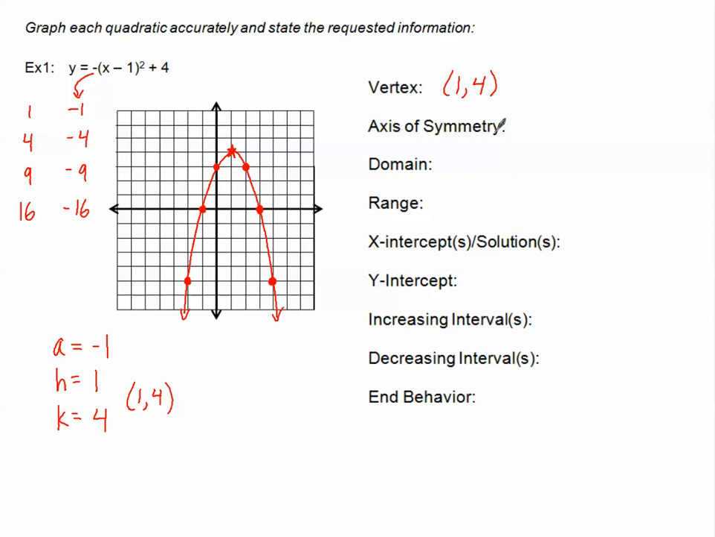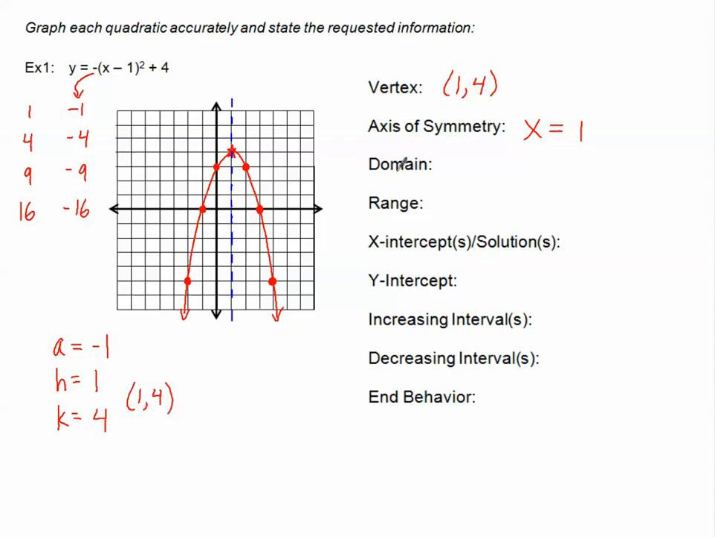The axis of symmetry will always, at least right now, for functions be x equals, and it'll always be the value x equals h. So since h is 1, x equals 1 is the axis of symmetry. And you can see, if you'd like to dot that in, that's absolutely fine. Here's the equation, x equals 1. That's that vertical line. You can see it cuts the parabola exactly in half.